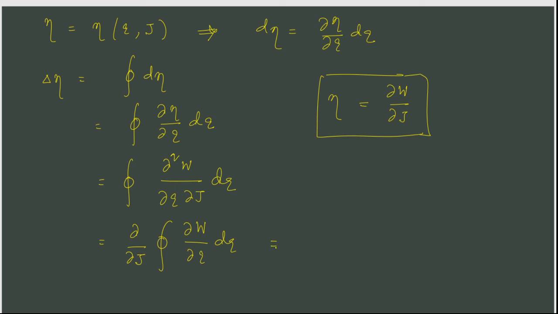And what is del W del q? By definition, that is p. So we have the change of eta over a complete period is 1. So eta is more like keeping count.